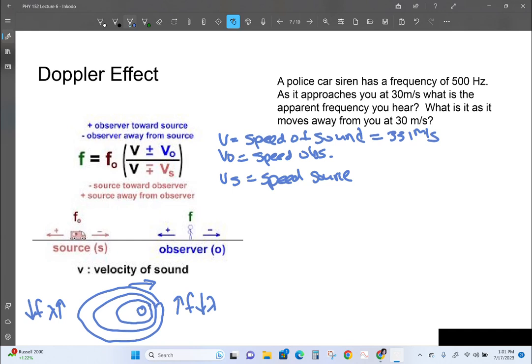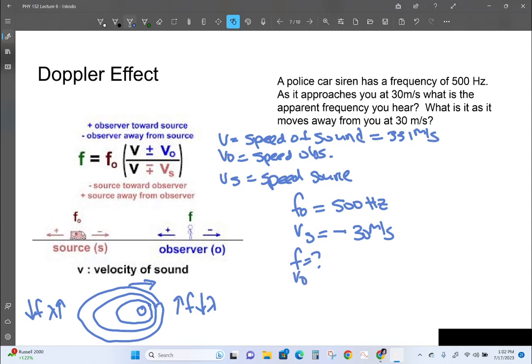And the convention for the observer is positive here and negative as well. So when the observer is moving away from the source, you'll plug in a negative velocity. If it's moving towards the source, you'll plug in a positive velocity. So let's say a police car siren has a frequency of 500 hertz and it approaches you. So it's approaching you. So V of the source is negative 30 meters per second. And what is the apparent frequency that you'll hear?